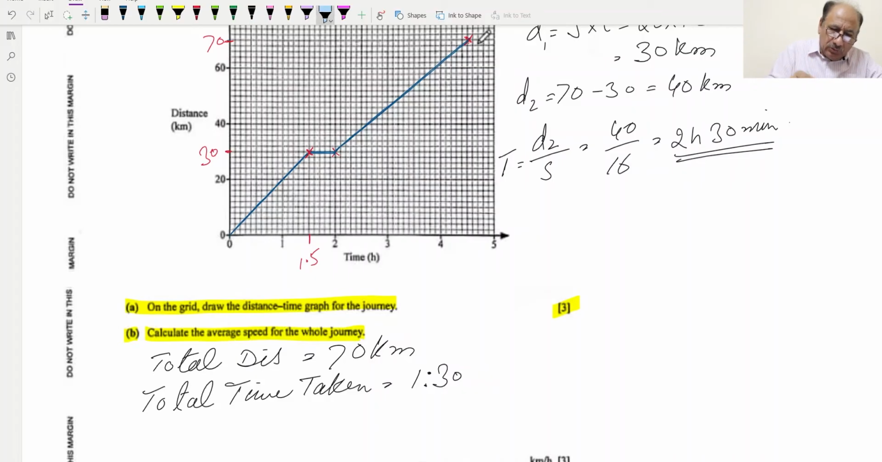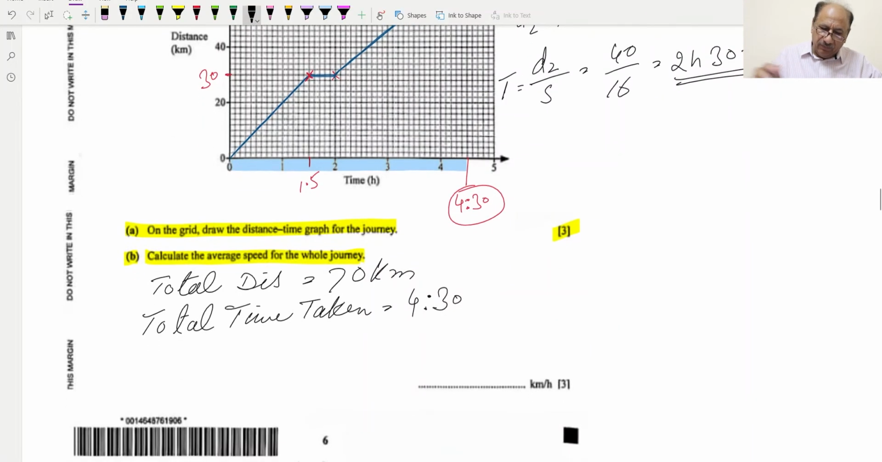I will show you starting from here till this point. So this is 4 hours and 30 minutes. This is basically the total time. So directly we can take time taken will be 4 hours and 30 minutes. Now we can divide this 70 divided by 4 hours 30 minutes, and this will be our average speed.